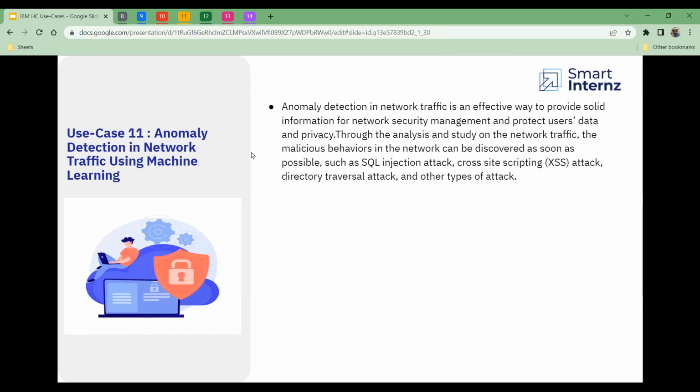So it will try to kill it. If we are strong enough, we can. So we need to build a stronger architecture that can detect and try to kill the anomalies that have been inserted into the network traffic. According to the studies, through the analysis of network traffic, malicious behaviors of the networks can be discovered as soon as possible, such as SQL injection attack, cross-site scripting attack, directory traversal attacks, and there are different types of attacks. The anomaly detection can be done for these attacks.